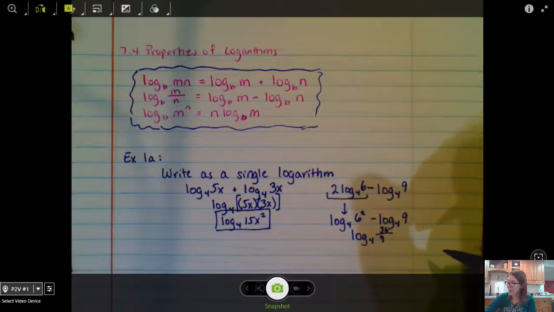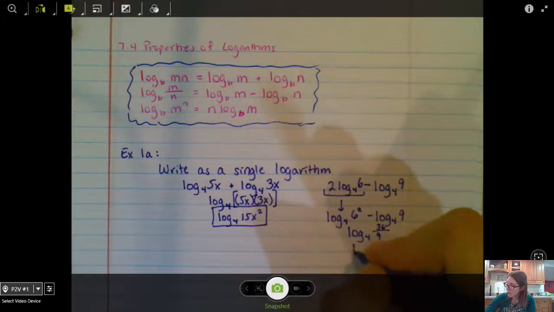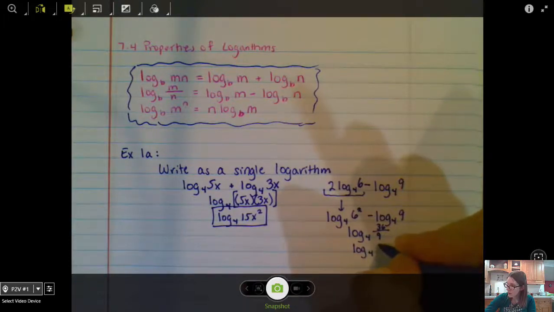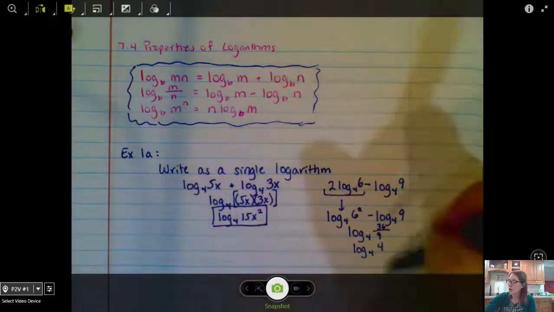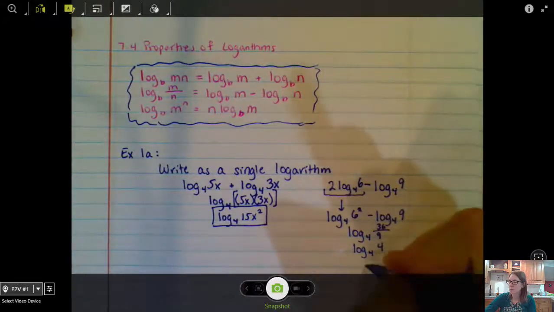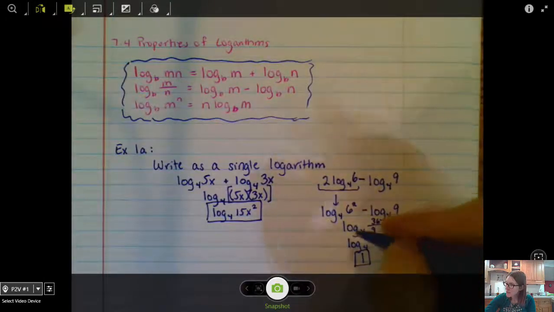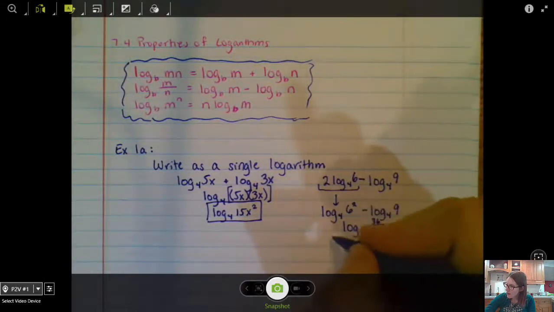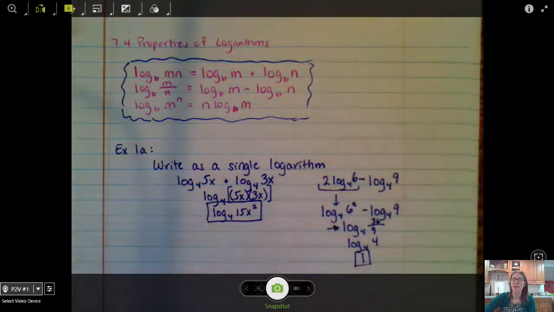And this one we actually can simplify quite a bit more, because 36 over 9 is 4. And log base 4 of 4, I can do that too, because 4 to what power gives us 4? It's 1. So if I wrote this as a single logarithm, this would be good simplified, but simplifying all the way gives us the 1.